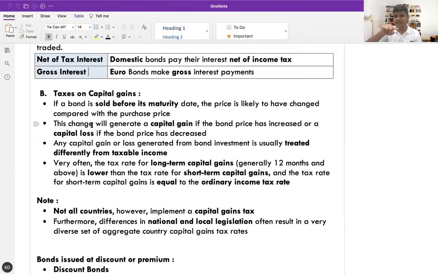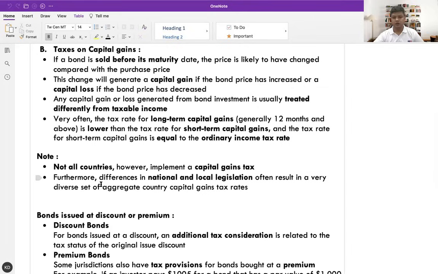Don't worry, in CFA Institute Level 1, you don't have to calculate the tax liability and all. That's not going to be part of the syllabus here. So don't worry about that. Clear? I've mentioned that not all countries have implemented a capital gain tax, and as I said, it depends on country to country.